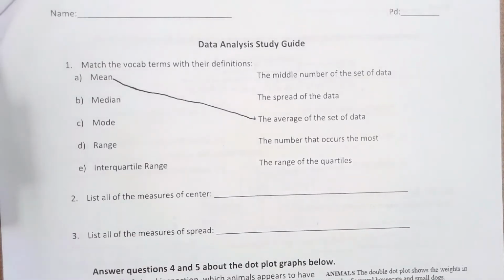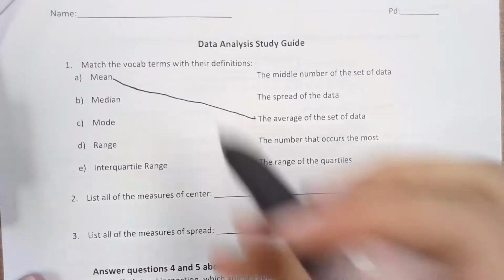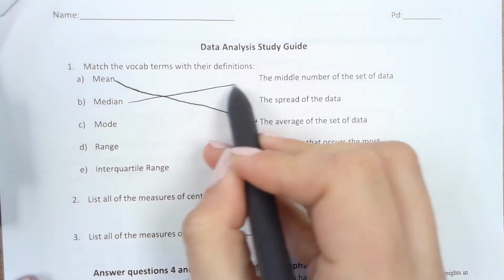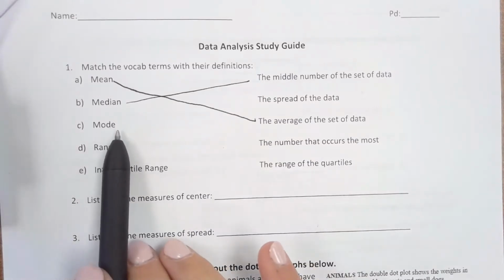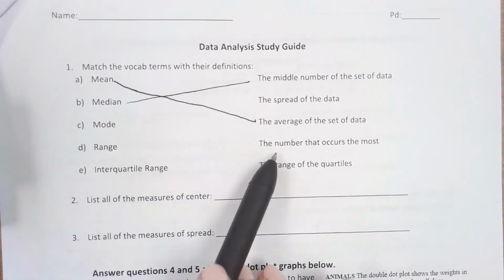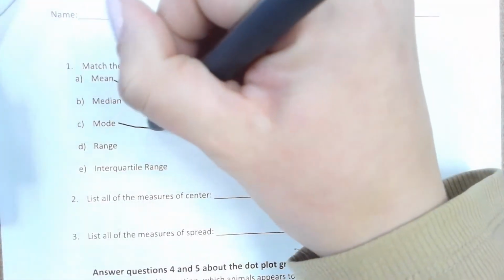Next word is median. Median is talking about the middle set, the middle number of the set of data. So that is this one right here. Mode means most, so the number that occurs the most. So that is that definition right here.